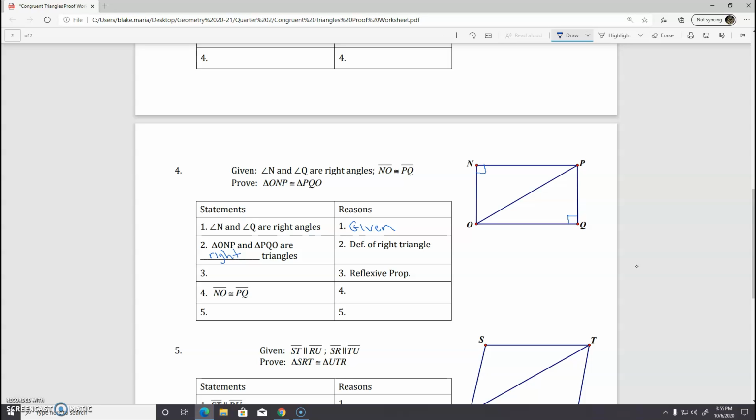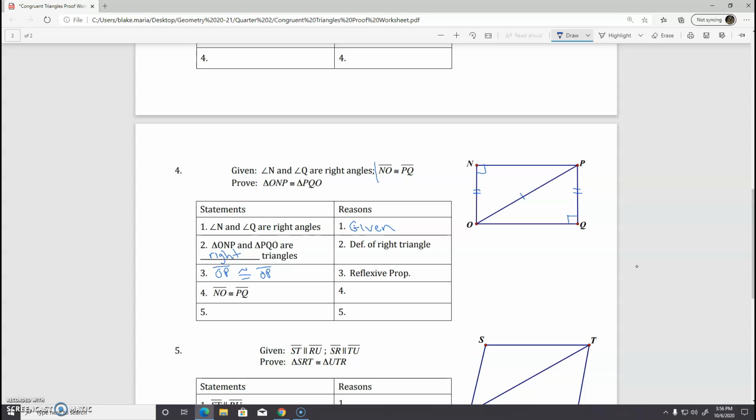They use the reflexive property. And remember, your reflexive property says something equals itself. So it's going to say OP, right? That side is congruent to OP. And what that's really saying is OP in this triangle is the same as OP in this triangle. I know it seems like a silly thing to write out, but you do have to say that reflexive property. And then they have NO, we'll give it 2 tick marks, is congruent to PQ.